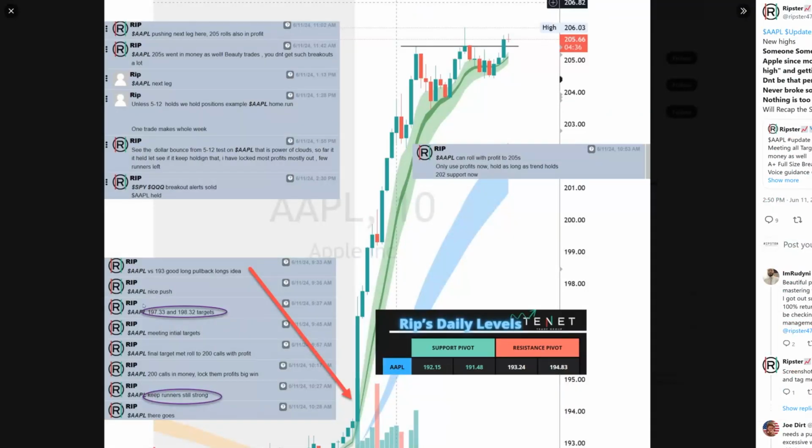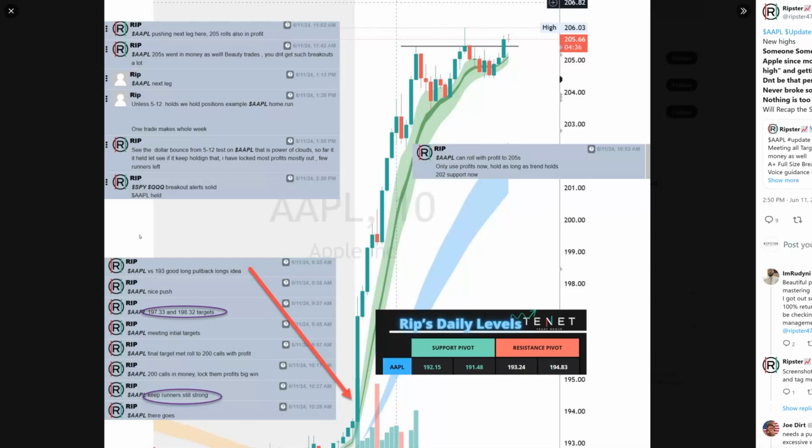So yeah, that's always the first target. 197.33 to 198.32, the first target. But Apple was so strong, the flow was so strong on Apple that it kept going. And then I told everybody to roll to 200 calls. So this is how you trade. You roll your profits, right?